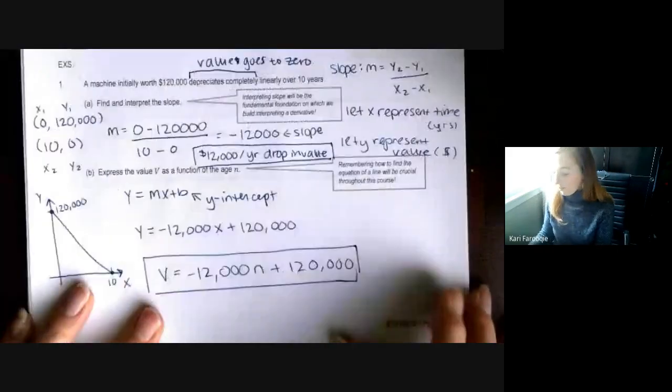All right, so we have another application to do, just one more, and then we'll be done.